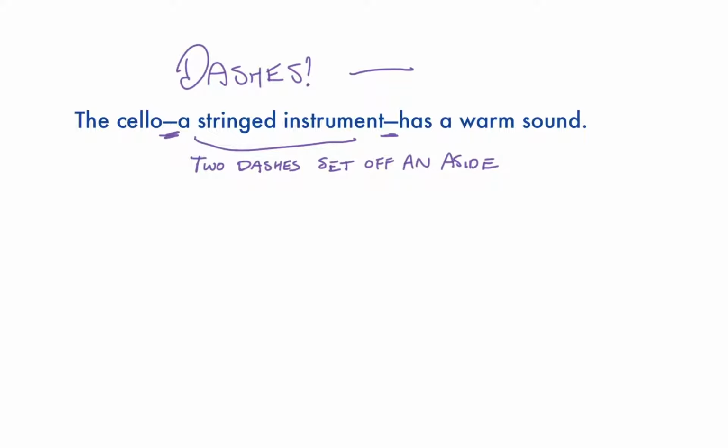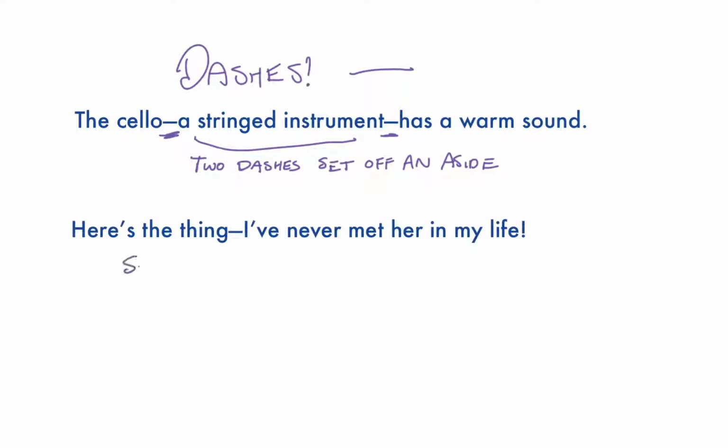A single dash, however, behaves like a colon. It has to follow an independent clause. It has to come after something that would work on its own as a full sentence. Here's the thing, I've never met her in my life. Right, here's the thing is an independent clause. Here is the thing. That's a sentence that could stand on its own. It's an independent clause. So that's dashes and what dashes can do.